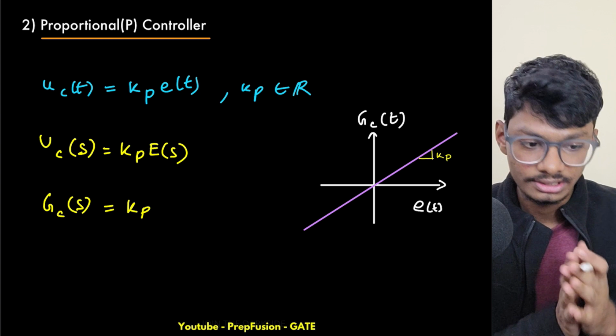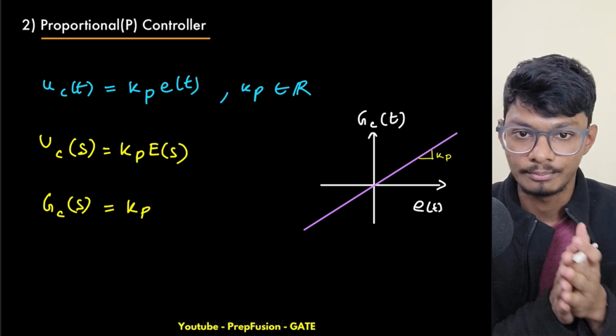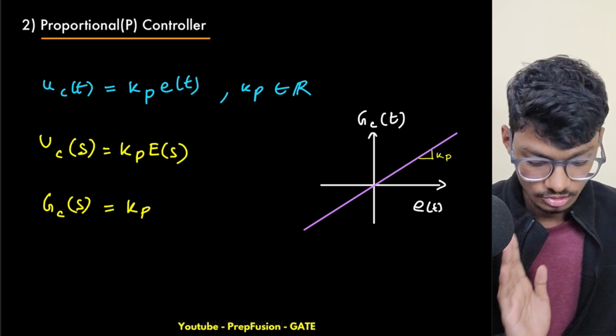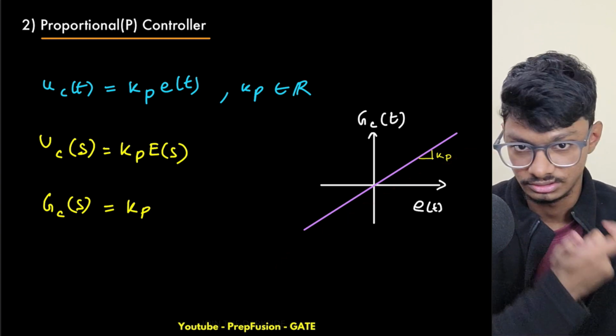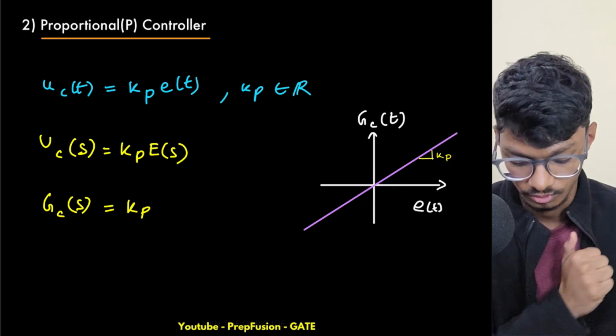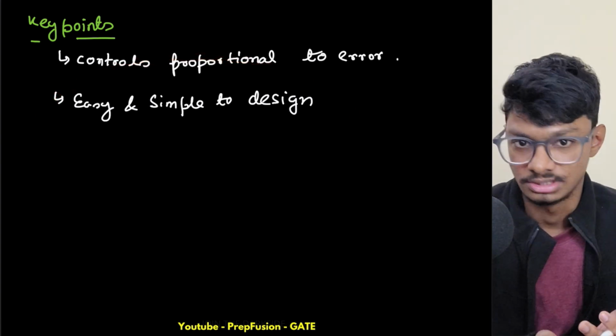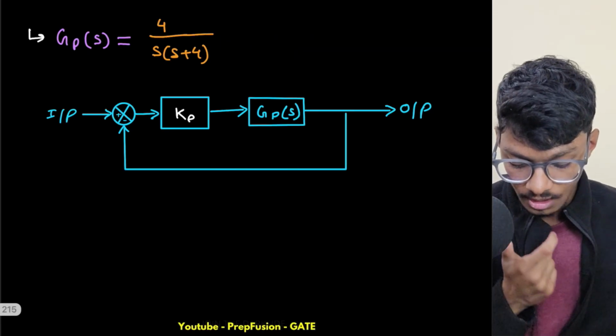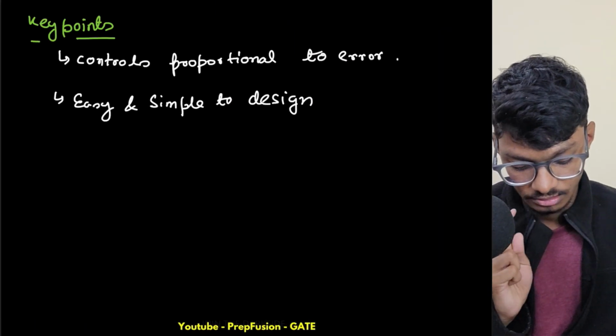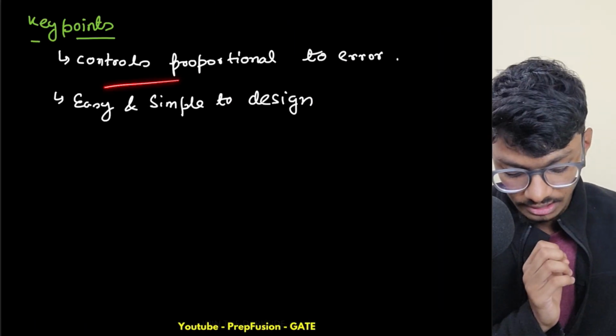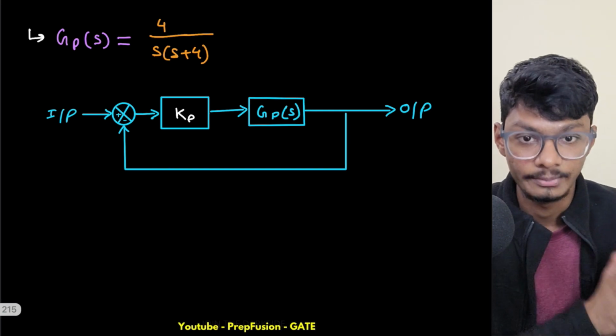So what is a proportional controller? A proportional controller gives controller output proportional to its error input. Whatever the error is, that much output it will give. Now what was the problem with this? Everything is fine because it is cheap, easy and simple to design, but it cannot totally eliminate the error. It can control the error, but it cannot totally eliminate it.